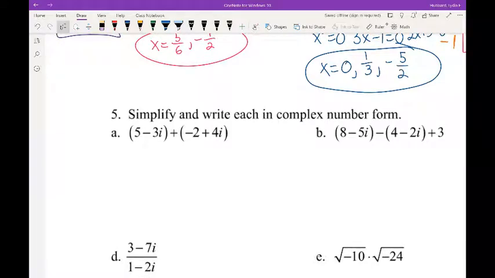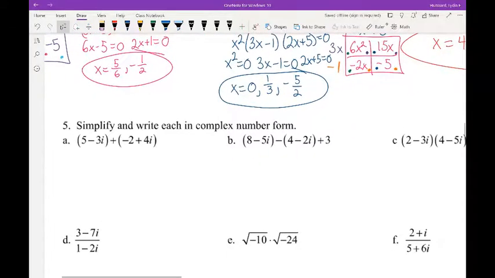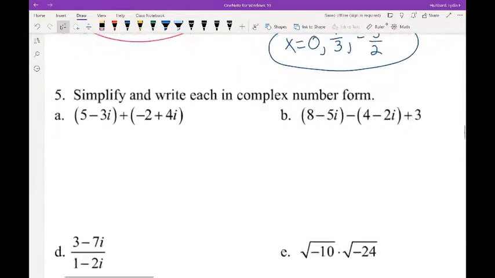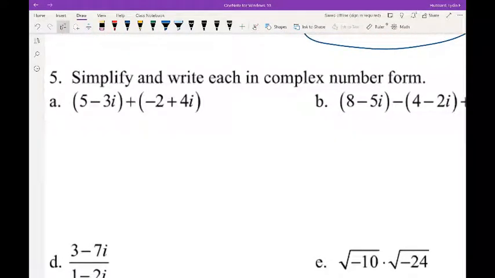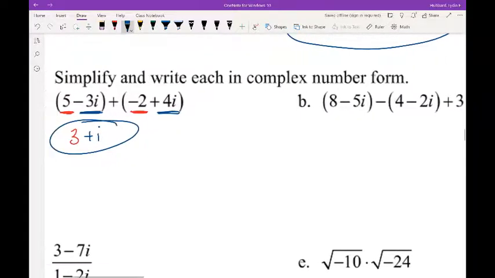Now we're going to simplify expressions working with i. So we'll start by adding. And whenever we add, we simply combine like terms. So we'll do 5 plus this -2, which would give us 3. And then -3i plus this 4i, which would give us plus i. That would be our answer.